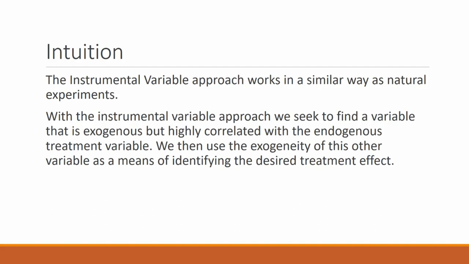All right, so the instrumental variable approach works in a similar way as natural experiments. With the instrumental variable approach, we seek to find a variable that is exogenous but highly correlated with the endogenous treatment variable. We then use the exogeneity of this other variable as a means of identifying the desired treatment effect. The foundational intuition is very, very similar. We're basically using something that isn't the endogenous independent variable, something else that is correlated with the endogenous independent variable, but is itself exogenous.